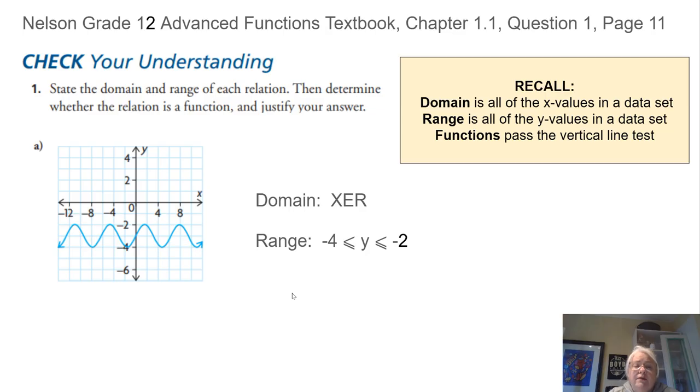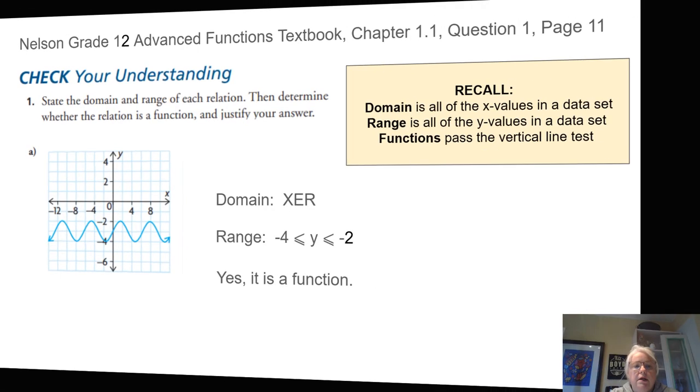And then to determine if this is a function or not, you're going to see if it passes the vertical line test, which of course it does. So you'd say, yes, it's a function. The justification is it passes the vertical line test. That is an appropriate and a sufficient justification.